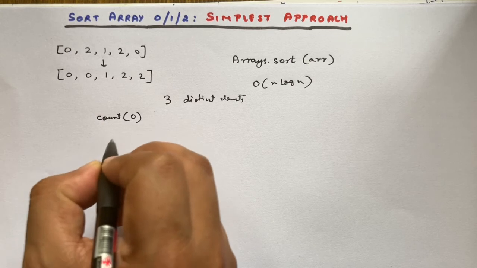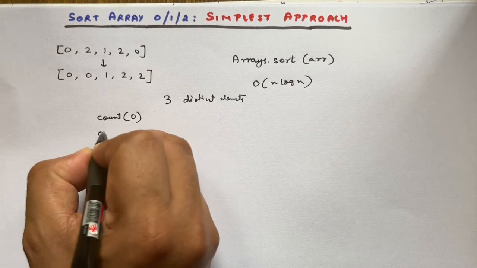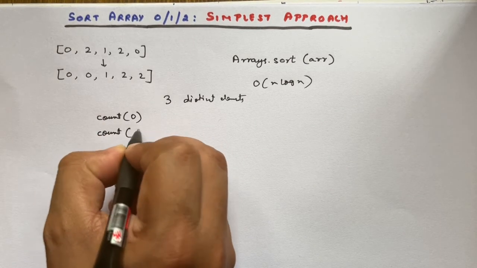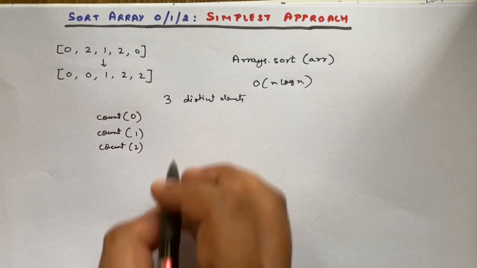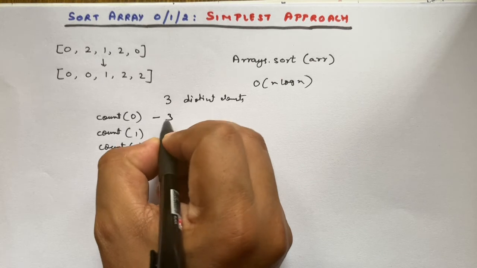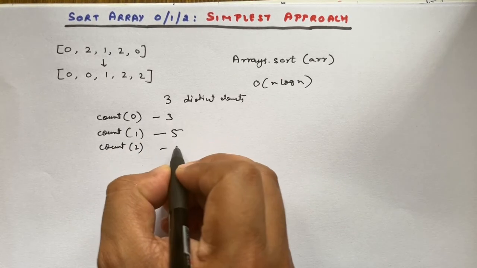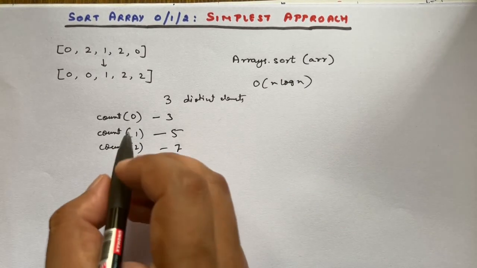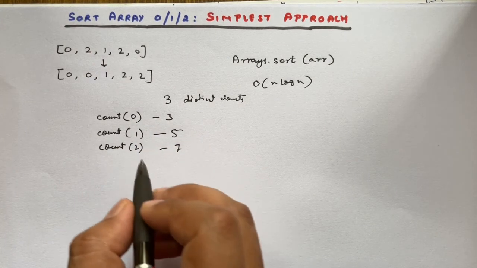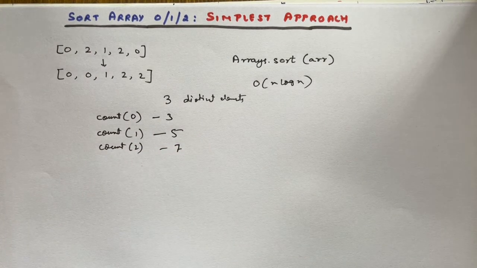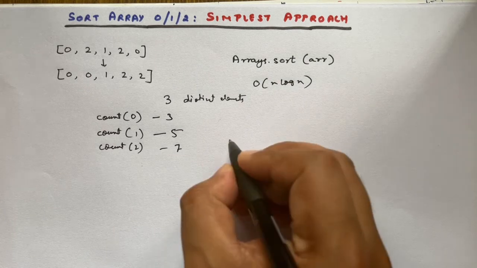If we ask what is the count of 0, we should get it in the smallest possible time. Similarly, count of 1 and count of 2. So let's say the count of 0 would have been 3, count of 1 is 5 and count of 2 is 7, then if we give the input 0, we should directly get 3. If we give the input 1, we should get 5, and if we give the input 2, we should get 7. What data structure suits this best?